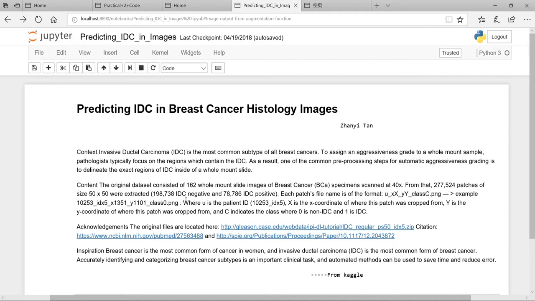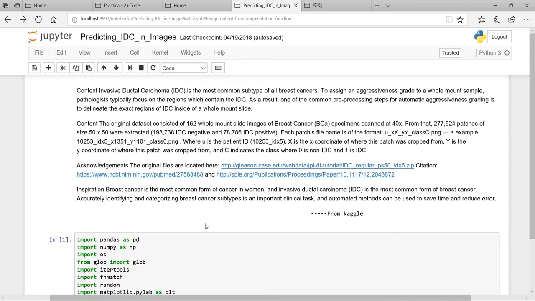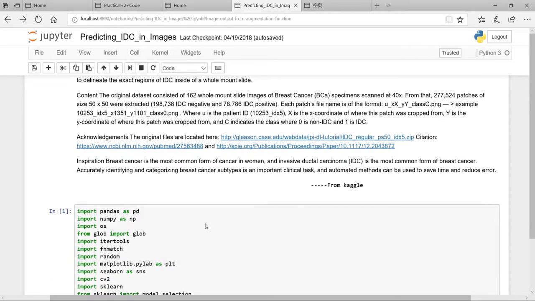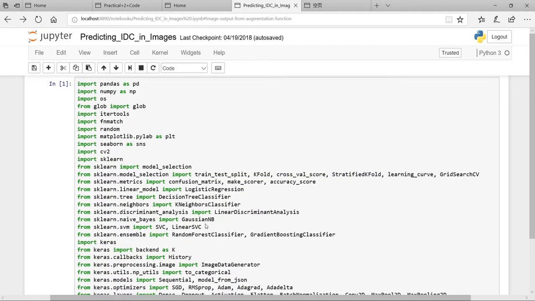Today I want to introduce how to predict IDC in breast cancer histology images by using a convolutional neural network. Breast cancer is the most common form of cancer in women, and IDC is the most common form of breast cancer. Accurately identifying and categorizing breast cancer subtypes is an important clinical task. An automated method can be used to save time and reduce error.